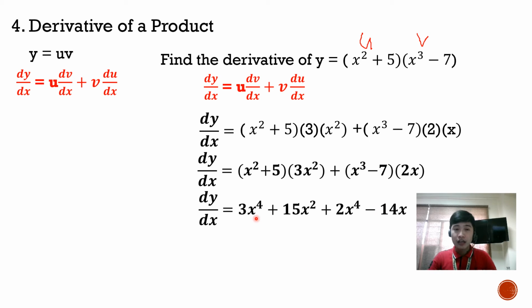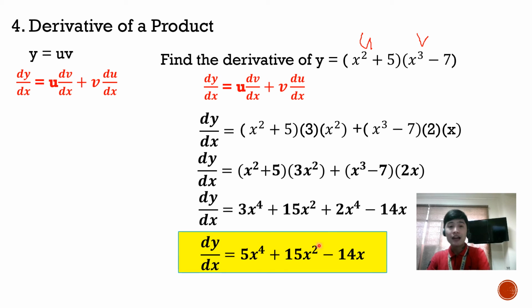Now, if you will try to check po itong apat na terms na ito, meron po tayong like terms na 2x to the 4th power and then 3x to the 4th power. So, pag pinag-add mo yan, dahil like terms yan, ang final answer natin, the derivative of y in terms of x, is equal to 5x to the 4th power plus 15x squared minus 14x. Okay, minus 14x yan. Okay? So, that is our final answer, or that is how we illustrate the derivative of a product.